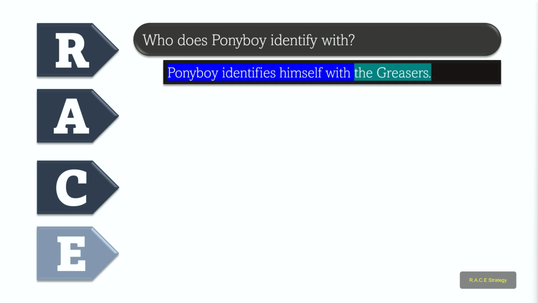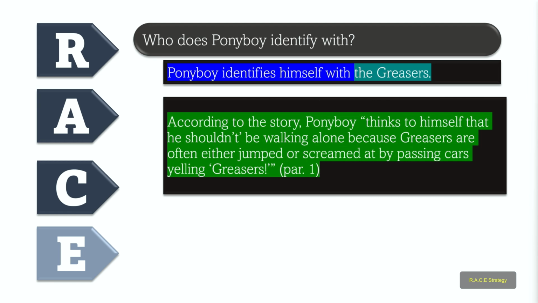Like so. After exploring the text one more time, I have found the evidence to support my answer. Here it is. According to the story, Ponyboy thinks to himself that he shouldn't be walking alone because greasers are often either jumped or screamed at by passing cars yelling, "Greasers!"